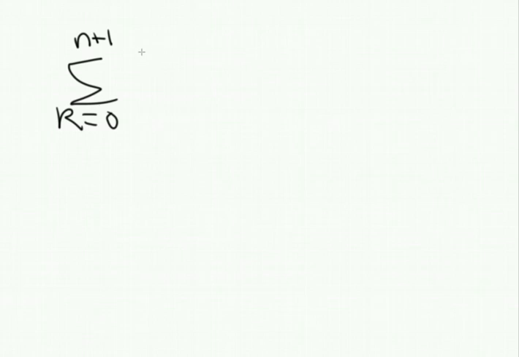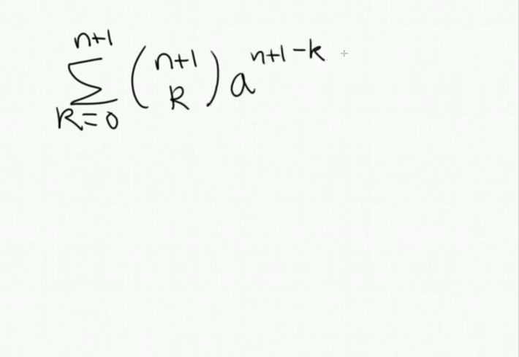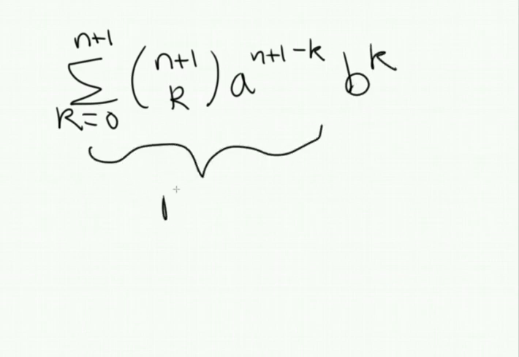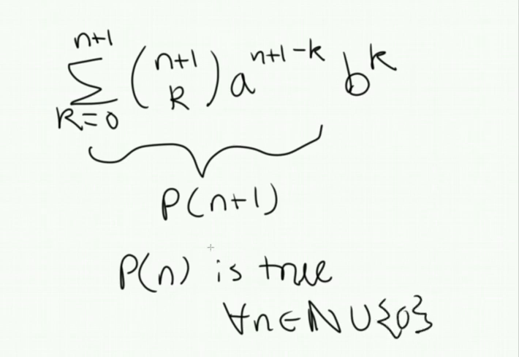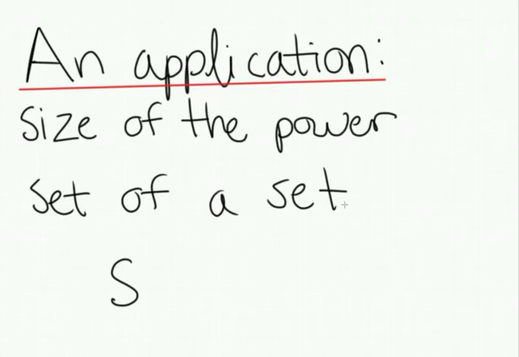And in the end, we'll have that (a + b)^(n+1) equals the sum from k equals 0 to n+1 of n+1 choose k, a^(n+1-k), b^k. So it is true that if P(n) is true, then P(n+1) is true as well, and we can conclude that P(n) is true for all n in the natural numbers union 0. So let's do an application of this.